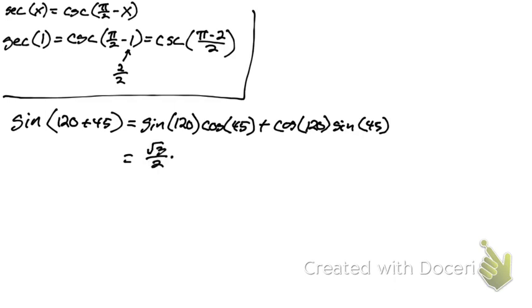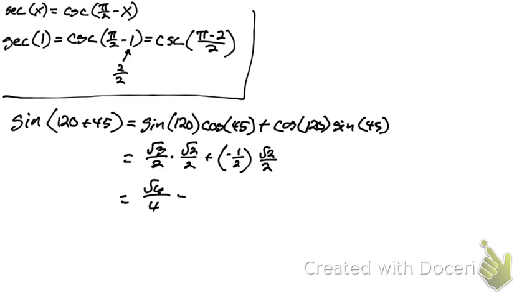Times the cosine of 45 is square root of 2 over 2. Plus, the cosine of 120 is actually negative 1/2. It's in quadrant 2. 120 is in quadrant 2. So our cosine of 120 is negative 1/2. The sine of 45 would be square root of 2 over 2. Well, square root of 3 times square root of 2 is going to equal square root of 6 over 4.